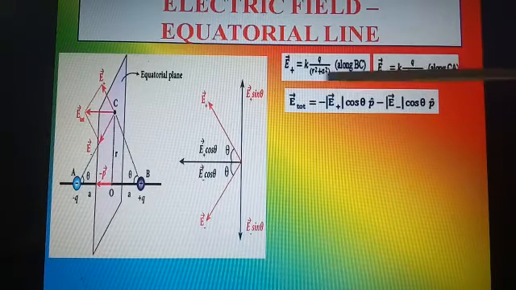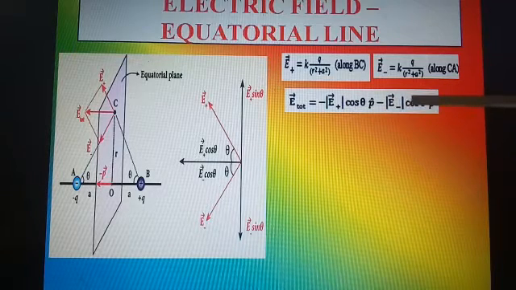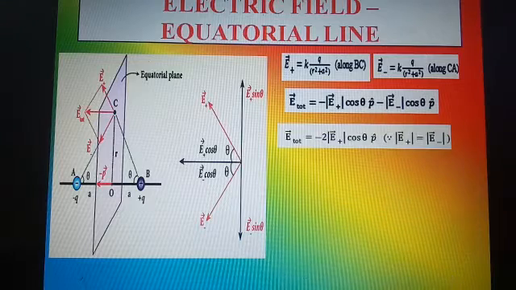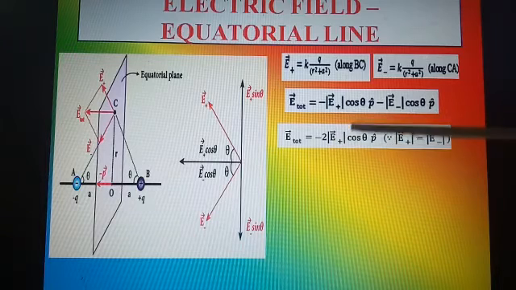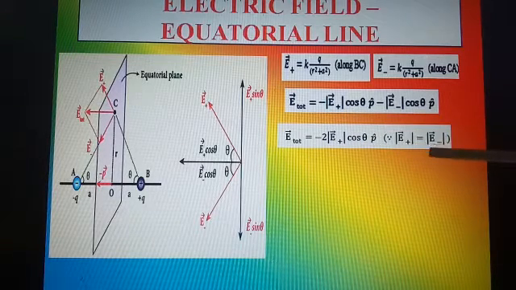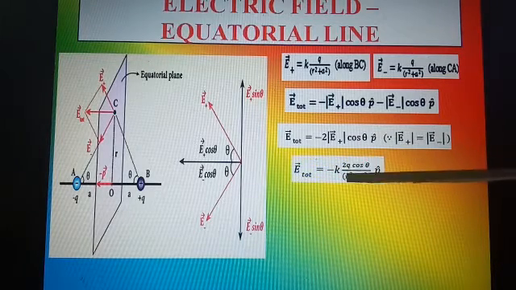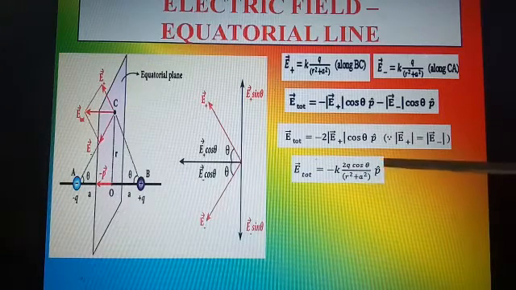So the equation is E vector total is equal to minus E plus vector cos theta p cap minus E minus vector cos theta p cap. The magnitudes of E plus and E minus are the same, so E vector total is equal to minus 2 E plus vector cos theta p cap, since E plus vector is equal to E minus vector. And next, E total is equal to k 2q cos theta by r square plus a square into p cap.